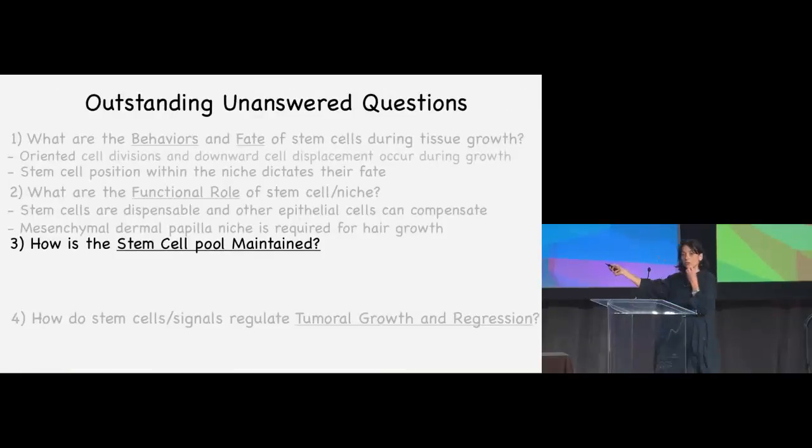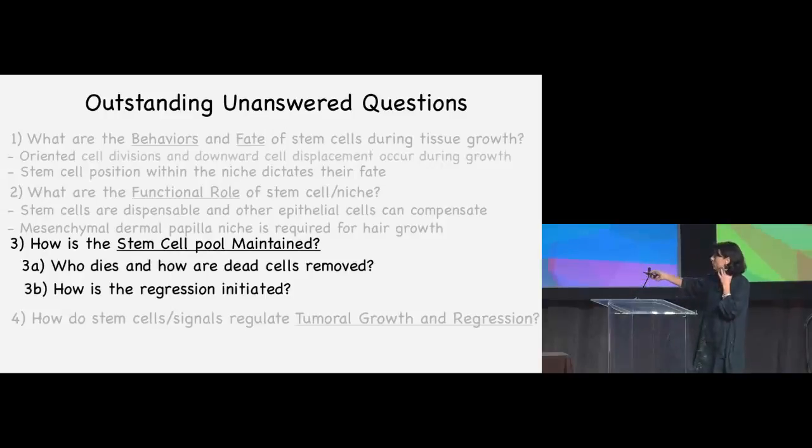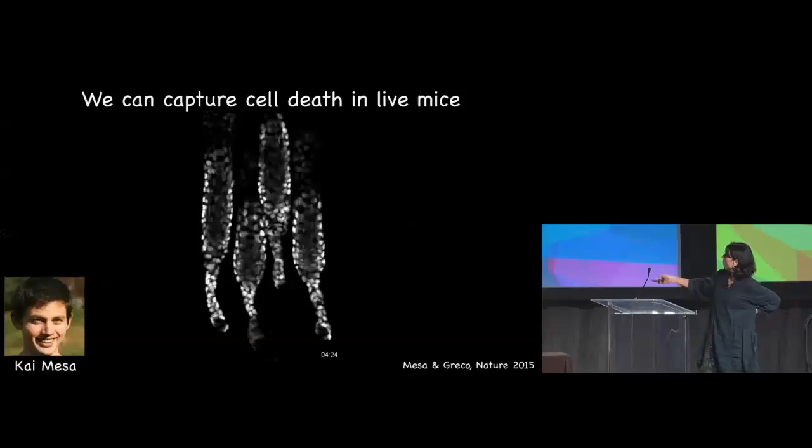So in order to start to tackle this question, a very talented student in my lab, Kai Mesa, decided to tackle this broader question by asking who dies, how are these dead cells removed, and how is the regression initiated? So this is Kai, and what he did is apply the technology we had to start to capture this process of regression. And what you're seeing now is 4 follicles in the regression phase, where we are still labeling nuclei with this histone fusion with GFP that can allow us to capture death.